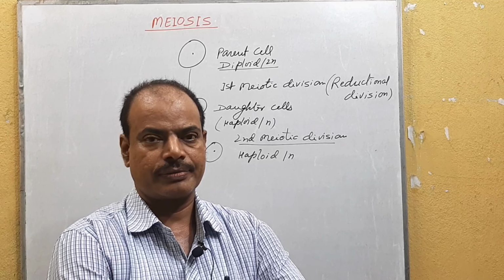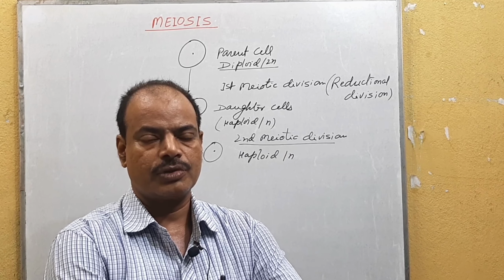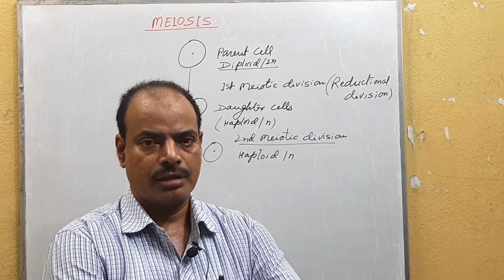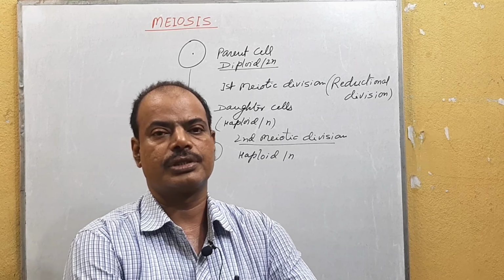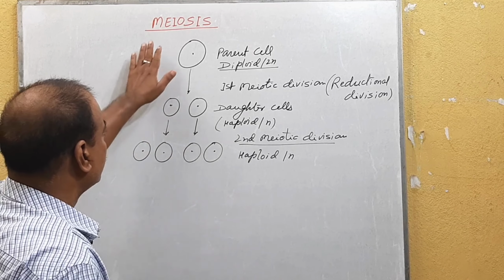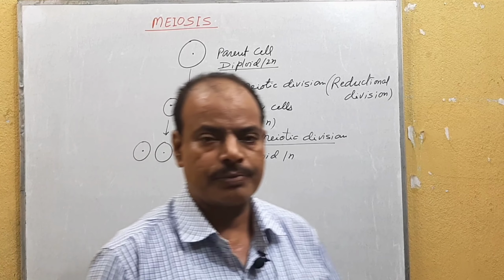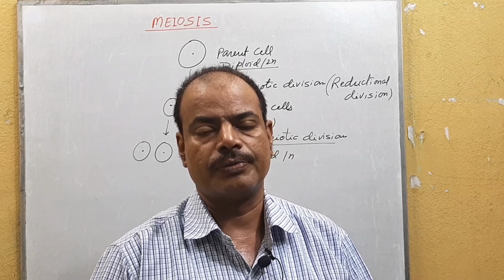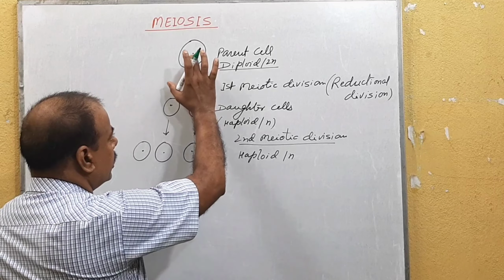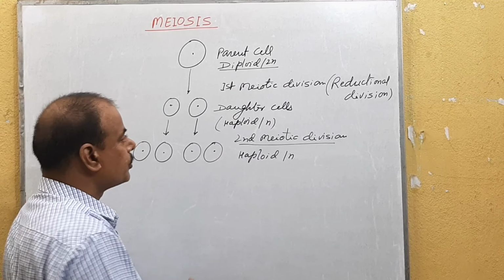Good morning, students. In this lecture, we will discuss meiosis cell division, its significance, crossing over, and differences between mitosis and meiosis. So, at first, meiosis cell division. As you know, meiosis cell division is the division in which one diploid parent cell divides to form 4 haploid daughter cells. So, here is the parent cell, which is diploid, meaning it contains 2n number of chromosomes.